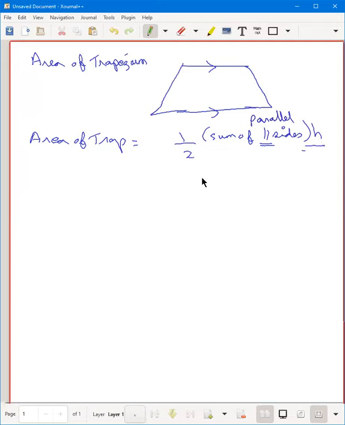Now, what is the height? From the higher vertex, I take a line down at 90 degrees to the opposite side, and this will become the height.